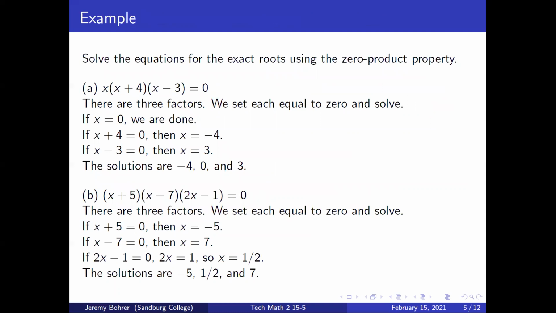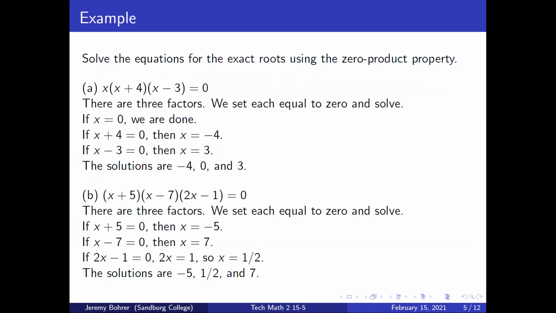Solve the equations for the exact roots using the zero product property. A, x times x plus 4 times x minus 3 equals 0. There are 3 factors. We set each equal to 0 and solve. If x equals 0, we are done. If x plus 4 equals 0, then x equals negative 4. If x minus 3 equals 0, then x equals 3. The solutions are negative 4, 0, and 3.